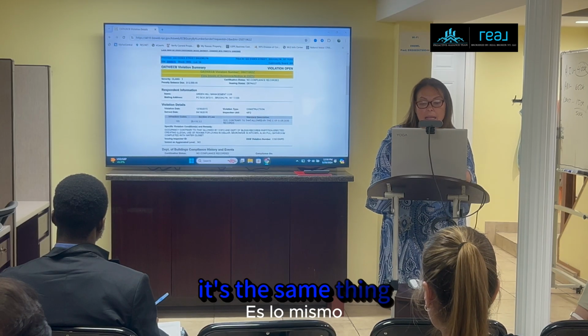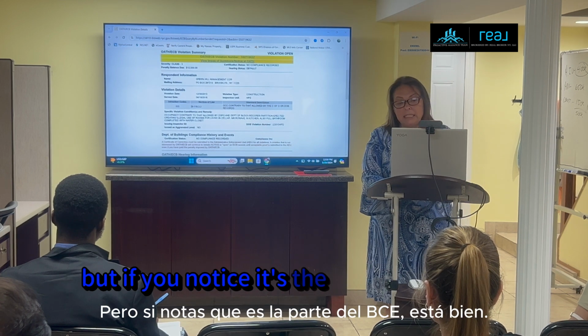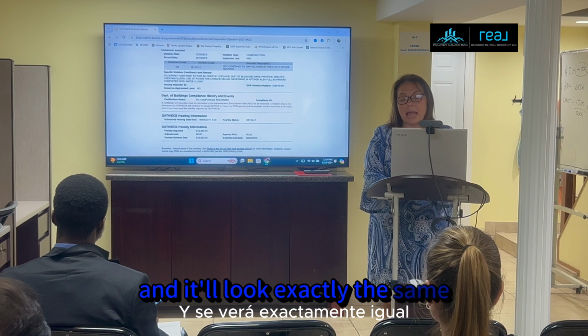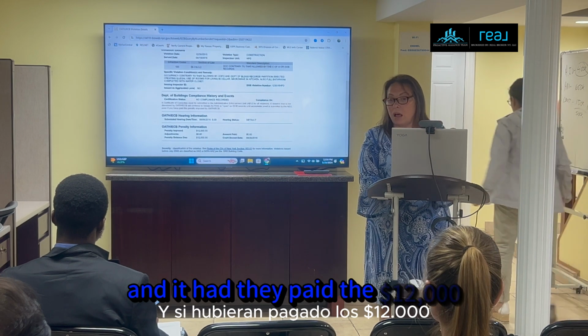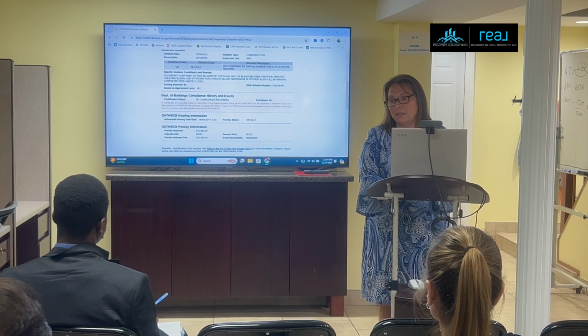It's the same thing. It's the erected bathroom and everything else. But if you notice, it's the ECB portion of it. Okay. And it'll look exactly the same. And if they had paid the $12,000, you'd only see it as a DOB violation, no longer an ECB violation.